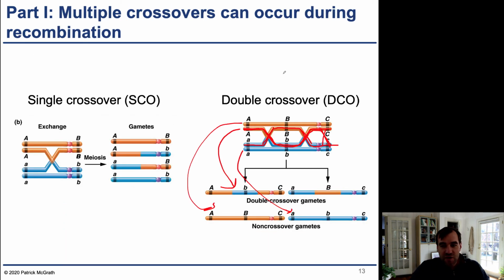So double crossovers become very important for the next part of the chapter when we start to look at 3 genes. And so this hopefully starts to help you understand that, because you have situations where the parental combination is big A, big B, big C. So you have gametes that are created by these double crossovers where the A and the C are the original parental combination, but the B, the middle gene, is actually flipped to the other allele.